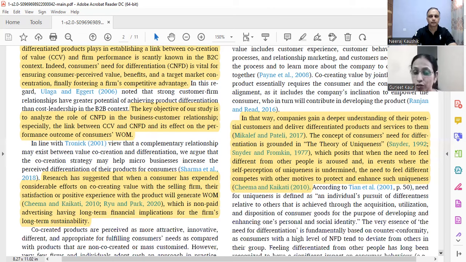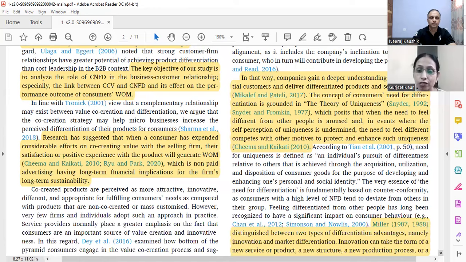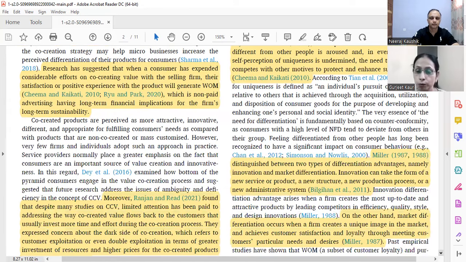But when you talk about something publicly owned, which is there for display to other people, we always try to maintain uniqueness, and we may not share the name of the service provider, the source from where we obtained that product. So this is the crux of the theory of uniqueness also.